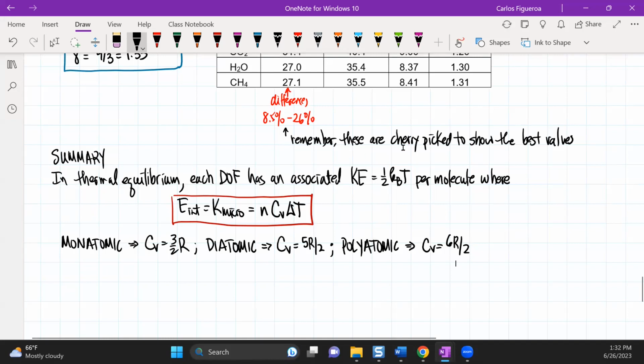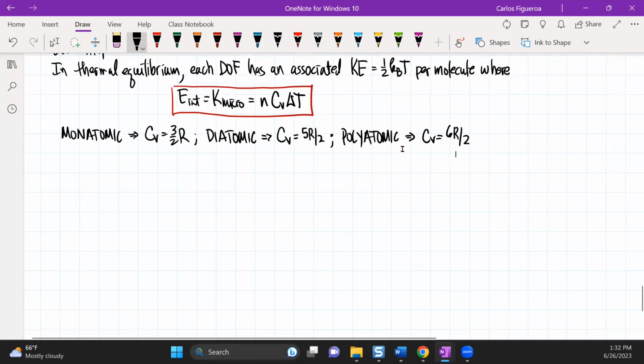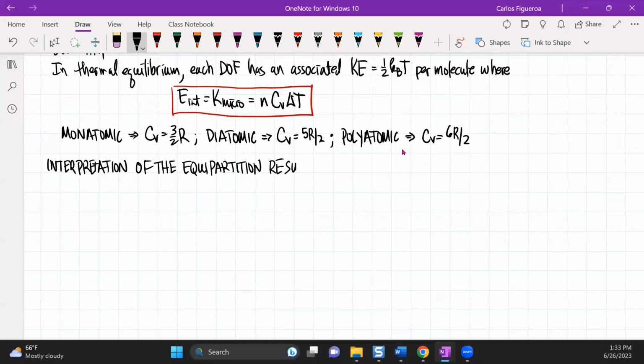So now, what I want to do is the interpretation of the equipartition results. What does this all mean?